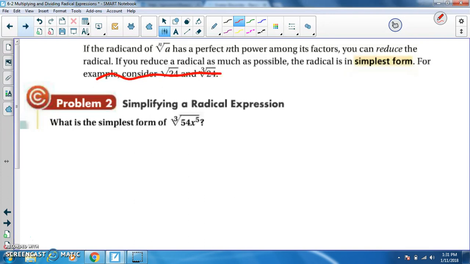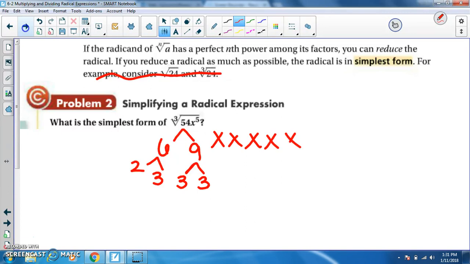Problem 2, simplifying a radical expression. What is the simplest form of the cube root of 54x to the 5th? There still may be things left in the radical, which is okay, but we want everything that we can to come out. So what goes into 54? We know that 6 and 9 go into 54, and I'm going to keep simplifying. So this is 2 times 3, this is 3 times 3, and this is x, x, x, x, and x.